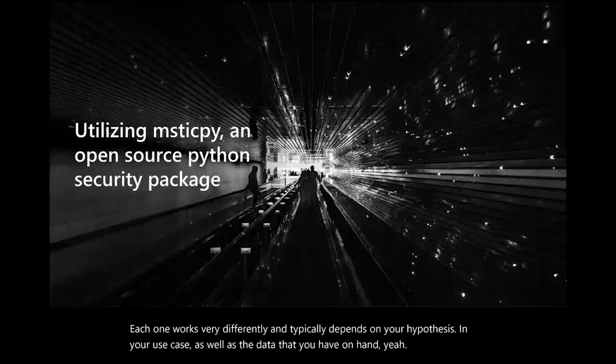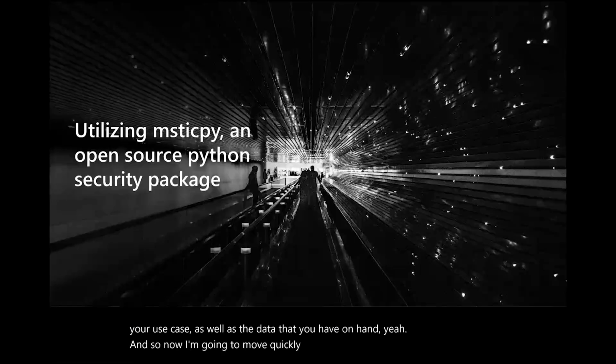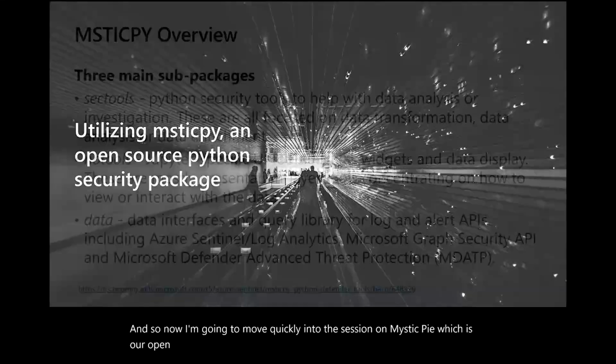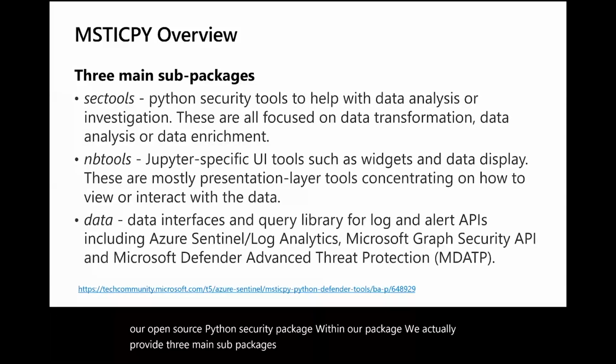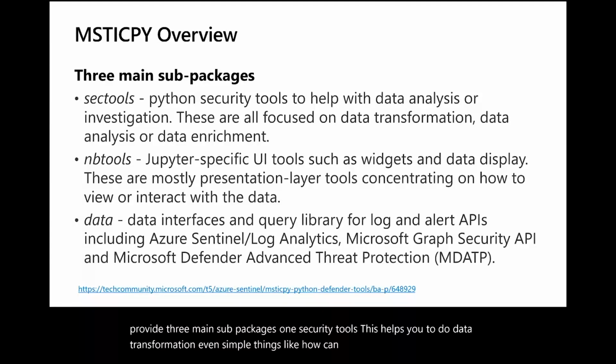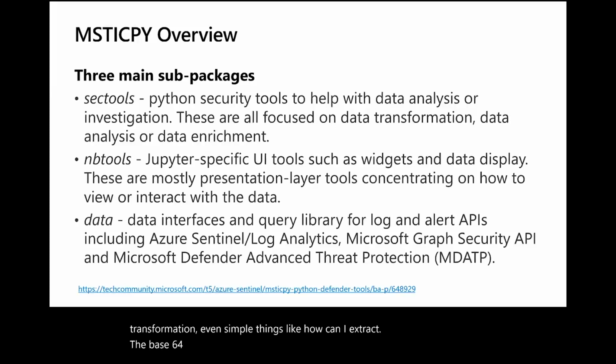And so now I'm going to move quickly into the session on MSTICPy, which is our open source Python security package. Within our package, we actually provide three main sub packages. One is security tools. This helps you to do data transformation, even simple things like how can I extract the base64 encoder portions of a command line, right?